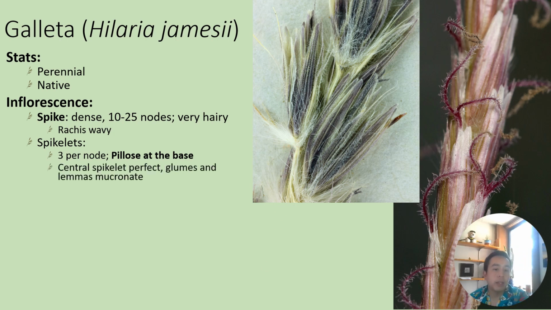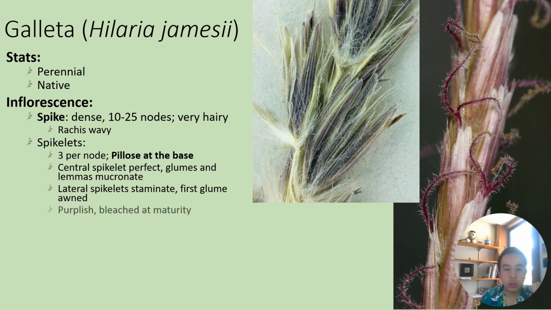Its central spikelet is often perfect, and blooms and lemmas are often mucronate, which we've already discussed. And again, if a plant has perfect flowers, that means it is a bisexual flower that has both the male and female, pollen-receiving and pollen-bearing portions. And so this is not a dioecious plant that separates out within its population by individuals.